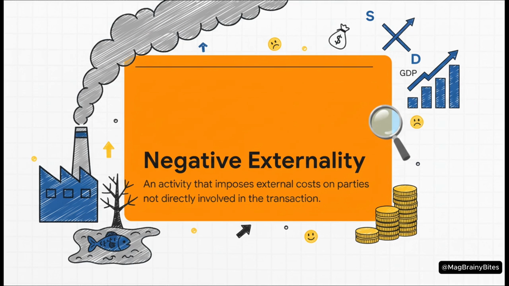Okay, here's another kind of glitch. Externalities. Let's start with a negative one. Think of it as a hidden cost. So imagine a factory is making widgets. But in the process, it's dumping pollution into a nearby river. The price you pay for that widget doesn't factor in the cost of cleaning up that river. That cost gets pushed onto the whole community who had nothing to do with the transaction.